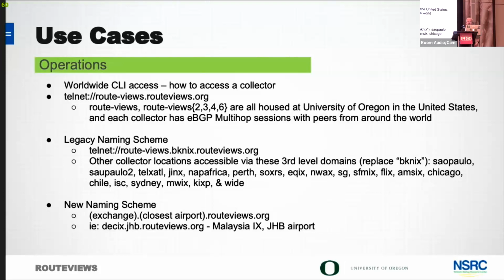Moving forward, we're cleaning this up. Our most recent deployment of a collector was in Malaysia, and the new naming convention is the name of the exchange, dot the closest airport, then .routeviews.org. So in the Malaysia case, it's DECNIX.JHB.routeviews.org. Now, we can't just roll out changes across all the collectors today. There are a lot of scripts written around the old naming convention, but we plan to roll this out slowly and incrementally so we can clean up the naming convention and make it simpler for everyone moving forward.